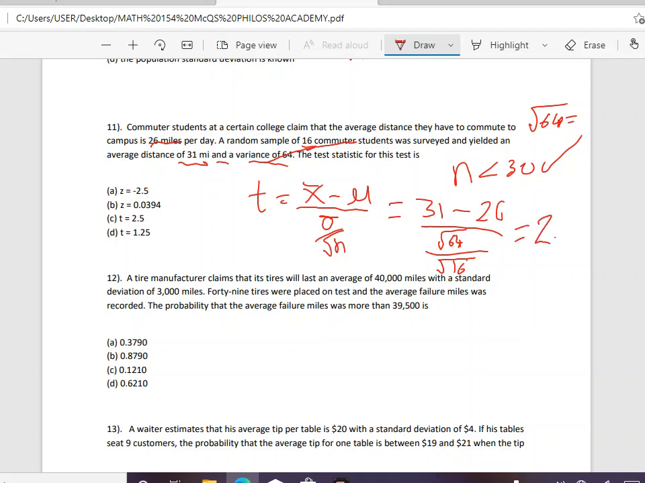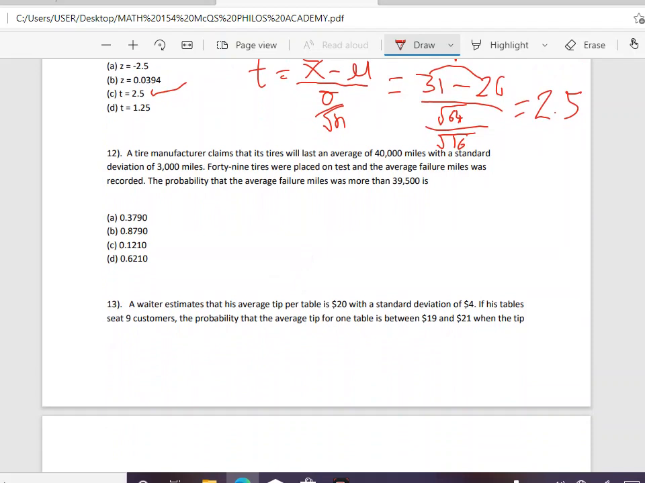It's a positive 2.5. The sample mean is bigger than the population mean, so you should get a positive answer. If the sample mean is less than the population mean, you get a negative answer. So T is equal to positive 2.5. So the answer is C.